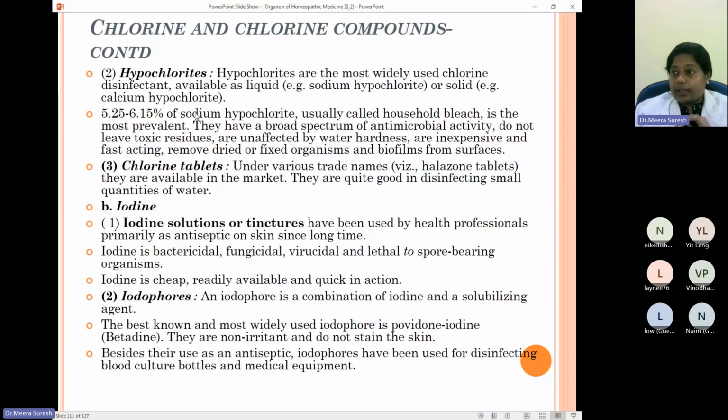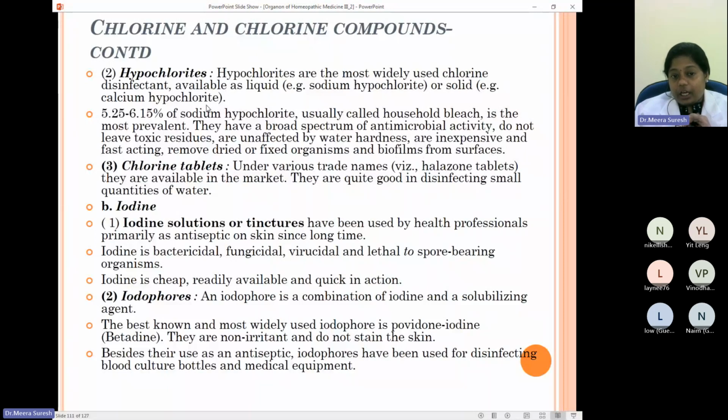And it is this calcium hypochlorite which is usually used for hand washing purpose actually. So 5.25 to 6.15 percent sodium hypochlorite, usually called household bleach, is the most prevalent one. They have a broad spectrum of antimicrobial activity and they do not leave any toxic residues. But the protective residue may be there, but as we already told, it may be rapid but brief in action, and are unaffected by water hardness, inexpensive and fast acting, and remove dried or fixed organisms and also biofilms from surfaces.